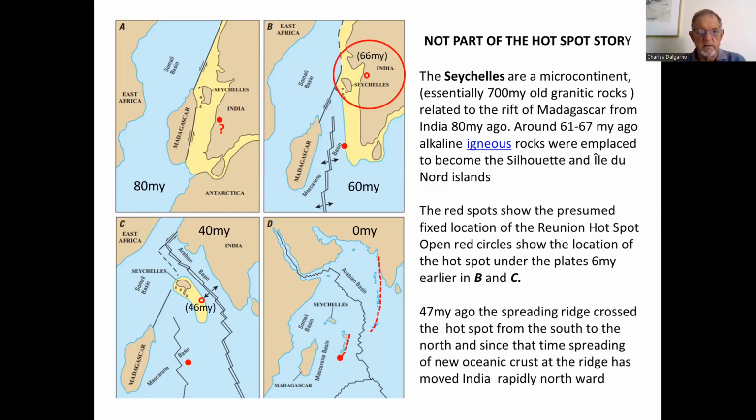So if you check it out, particularly in diagrams B and C: 47 million years ago, the spreading ridge crossed the hotspot, and since that time, the spreading of new ocean crust at the ridge has moved India rapidly northward.